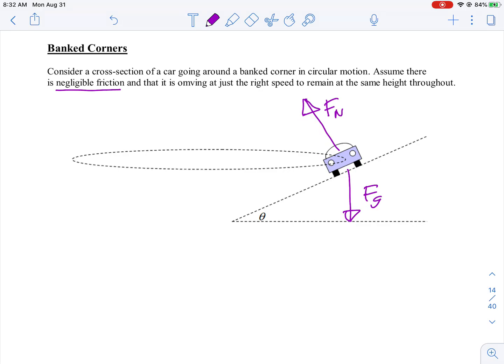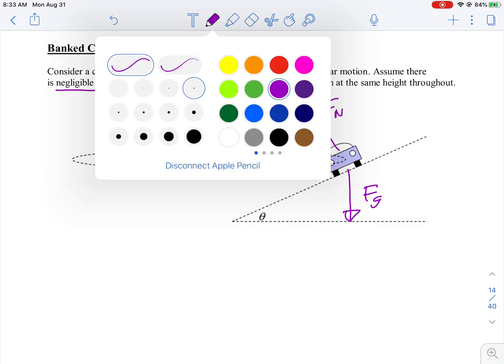But we will in fact include the acceleration. Remember which way the acceleration always goes? It goes towards the center. So there is your ac going towards the center of the circle. Notice it's horizontal because it's going around a horizontal circle and stays at that same height all the way through. Good, so there's our force diagram. And we're going to analyze this using what we call a tail-to-tip analysis. Let me just show you how this works.